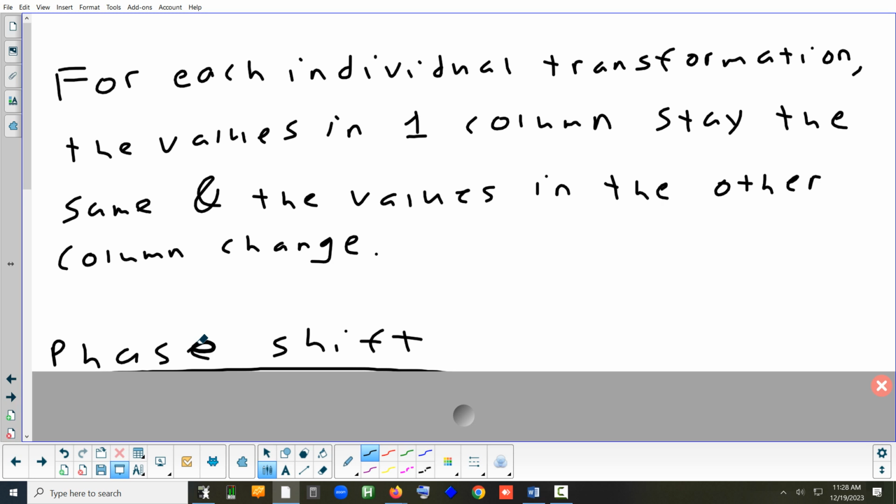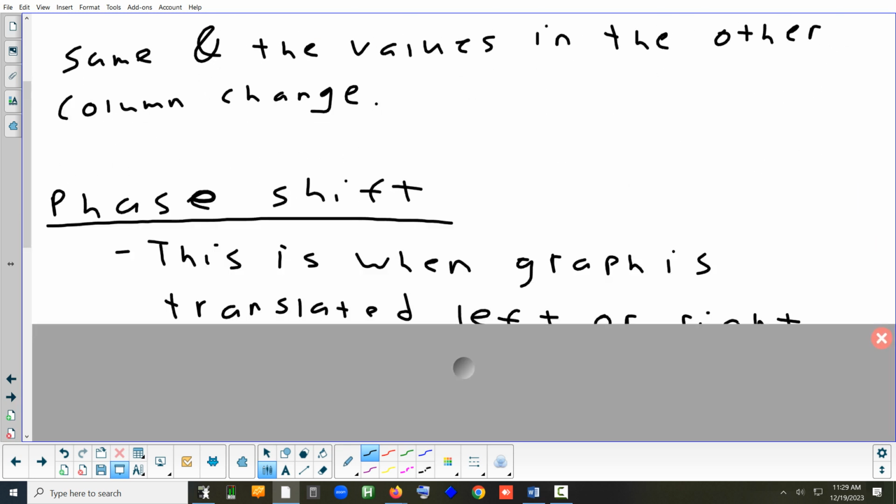How do we shift something left or right? Like if you have a function, what would you look for if it's moving left or right? It would be like x plus or minus. Yeah, inside the function, right? X plus or minus, and it would be inside the function.